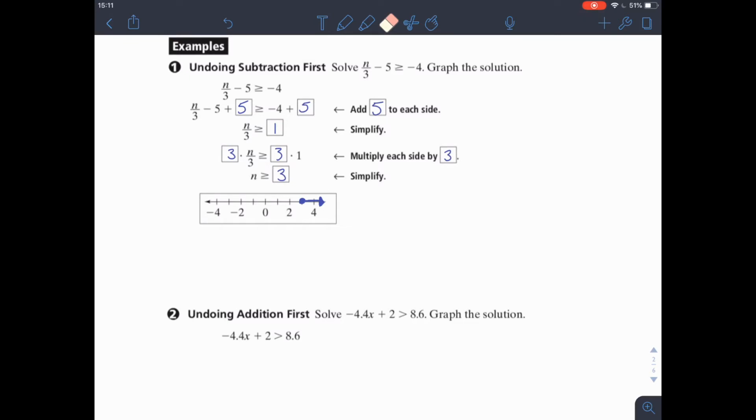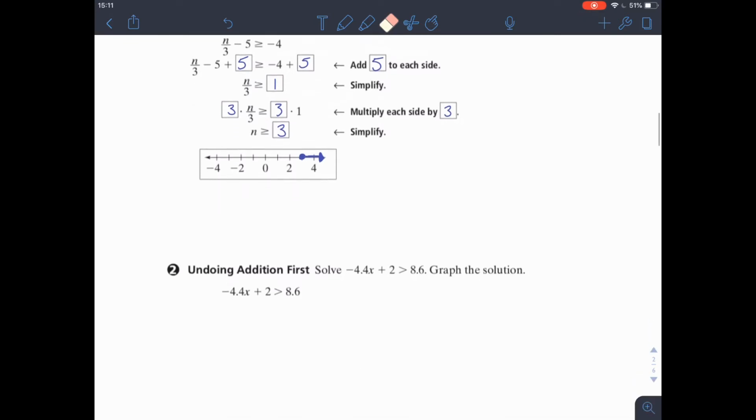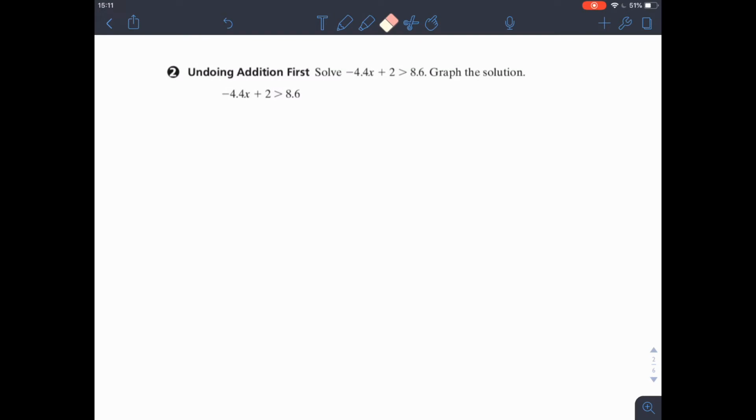Next we have negative 4.4x plus 2 is greater than 8.6. You can pause the video now to try to solve this inequality on your own. All right, so first we see that we have addition with plus 2, so we're going to do the inverse by taking away 2 from both sides of our inequality. When we do that, we're left with negative 4.4x is greater than 6.6.